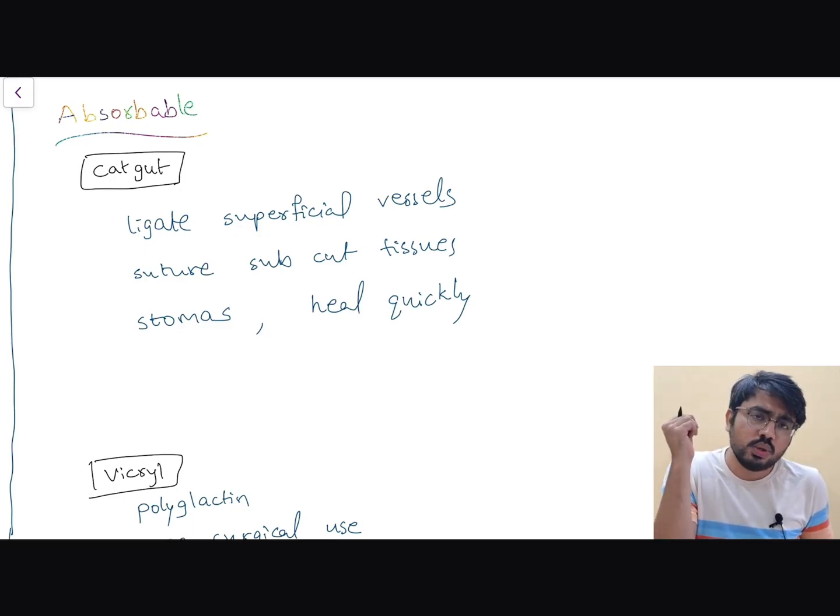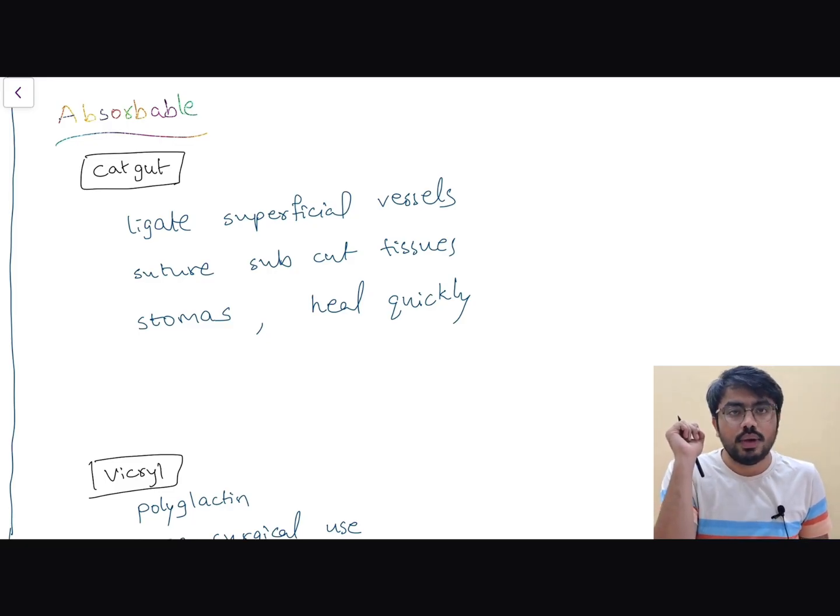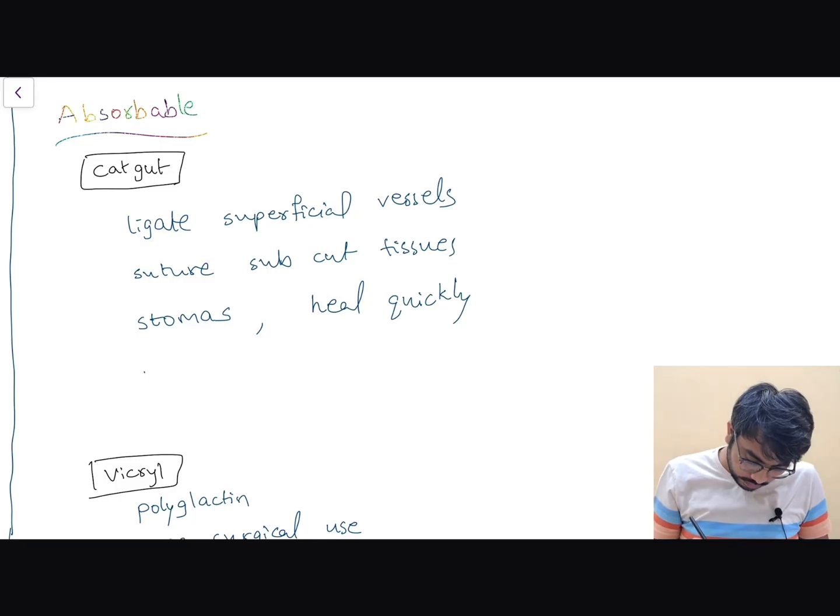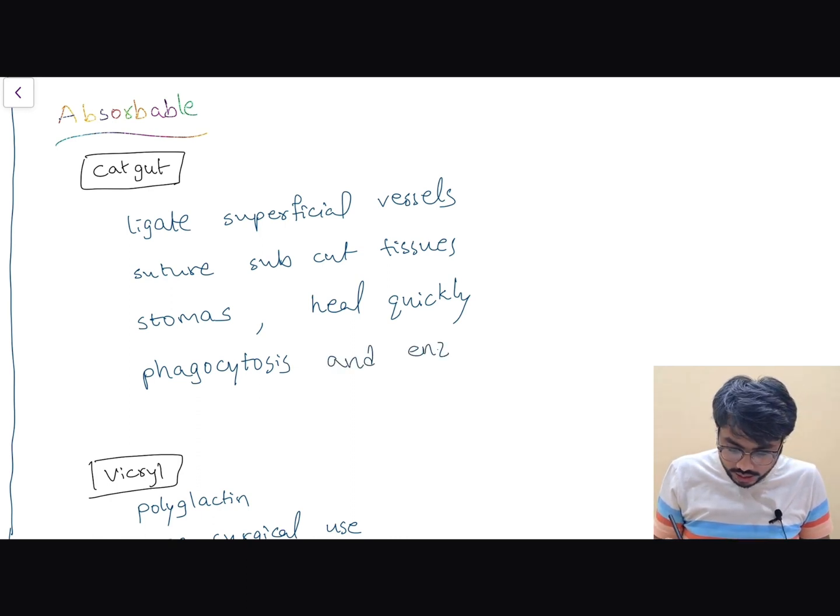Now I told you catgut suture is an absorbable suture. So how is it going to absorb? What is the mechanism by which it is going to get absorbed? It is phagocytosis and enzyme degradation. Please write it down.